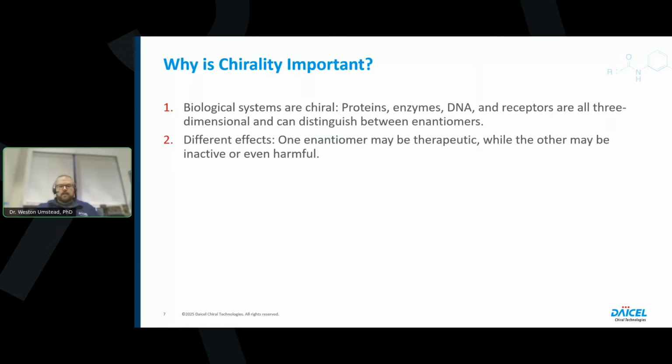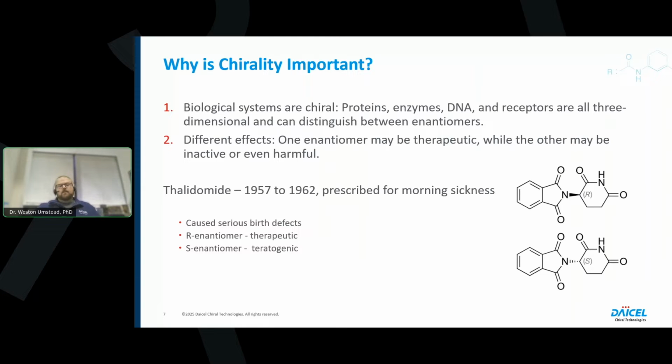We can talk about things like different effects. The left hand might be therapeutic, the right hand may be inactive or maybe even harmful, which leads us to the very classic example of thalidomide. It was a morning sickness drug that was prescribed in the late 1950s, early 1960s. The unfortunate reality was that the R enantiomer gave the therapeutic benefit of relief from morning sickness, but the S enantiomer led to a number of really terrible birth defects in the children born to the mothers that took this. So it was a very potent teratogen.